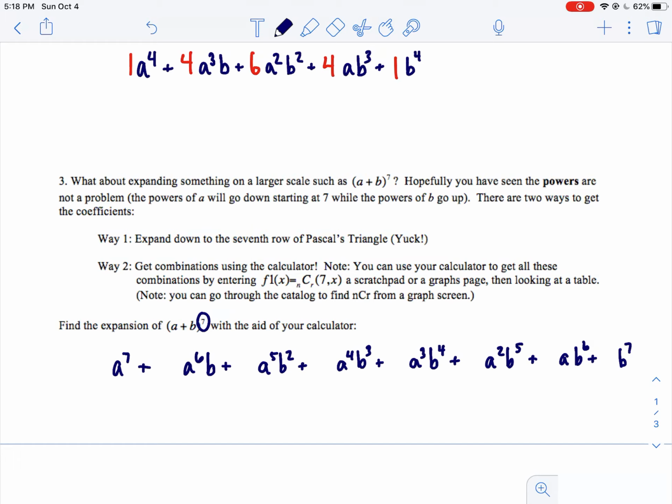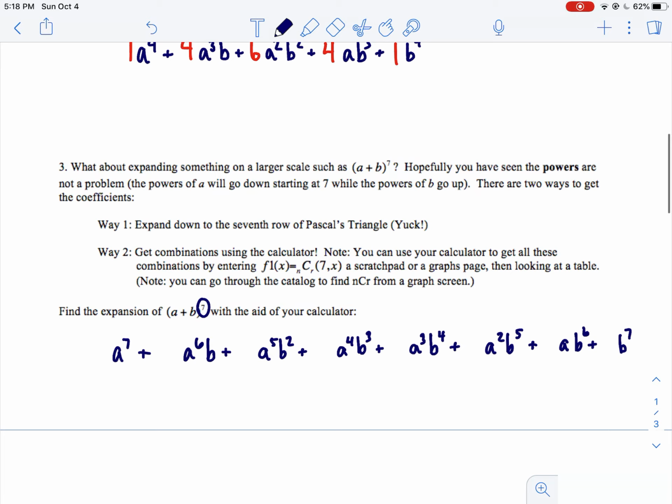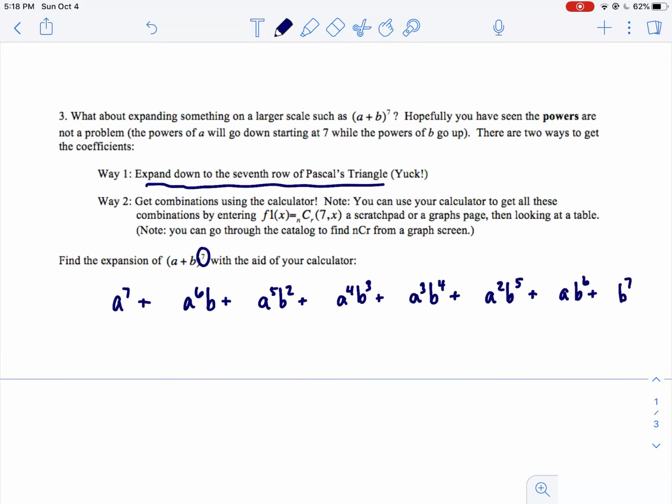Now, the problem here is I now need the seventh row of Pascal's triangle. So I could sit here and expand down to the seventh row if we wanted, or we could look up Pascal's triangle. But another way to do it is actually using your calculator or your Desmos, believe it or not. The instructions here are actually for the old TI Inspire. What you could do is go into the function and then choose the combinations nCr and then do 7 comma x and then pull up a table, and it'll let x be 0, 1, 2, 3, 4, 5, 6, 7 and show them all to you.